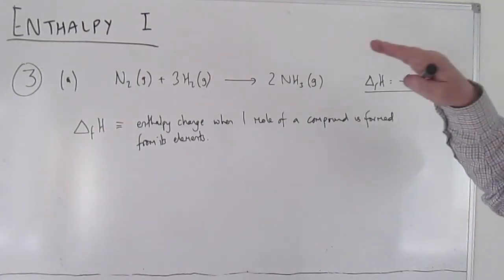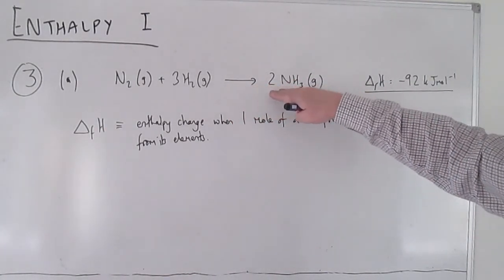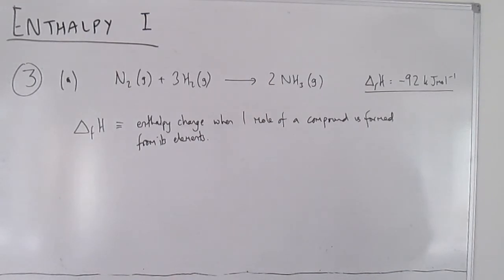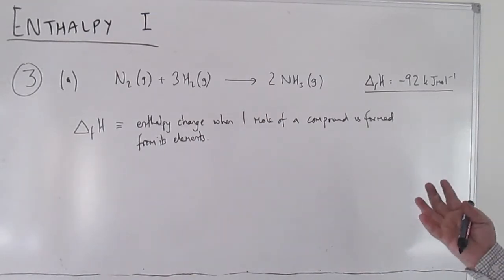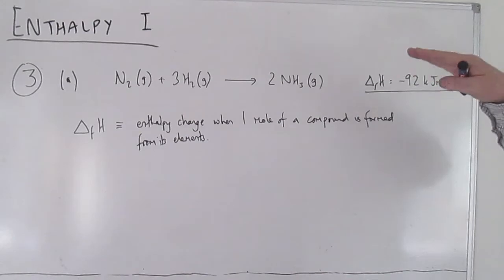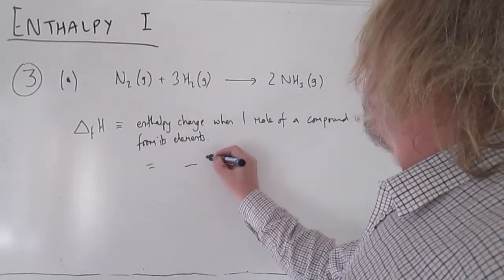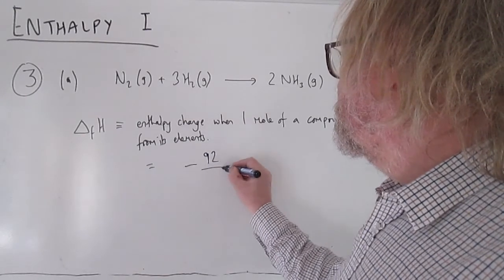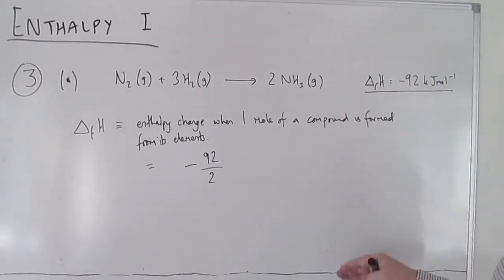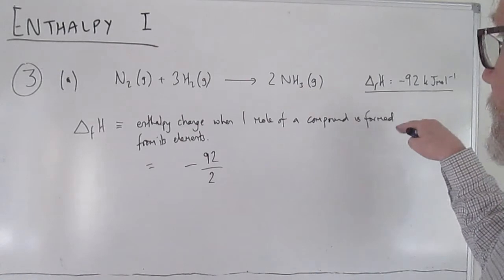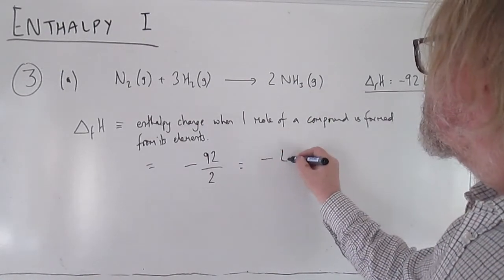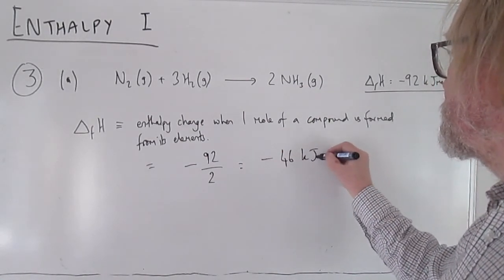So that's not quite the same as this, because this is a reaction in which 2 moles of ammonia are formed. So if only 1 mole of ammonia is formed, the enthalpy change will only be half as big. So that's going to equal minus 92 over 2, because we're only making 1 mole, not 2 moles, to fit this definition, which is minus 46 kilojoules per mole.